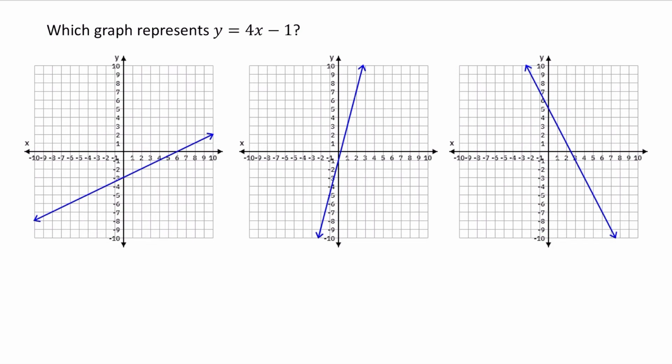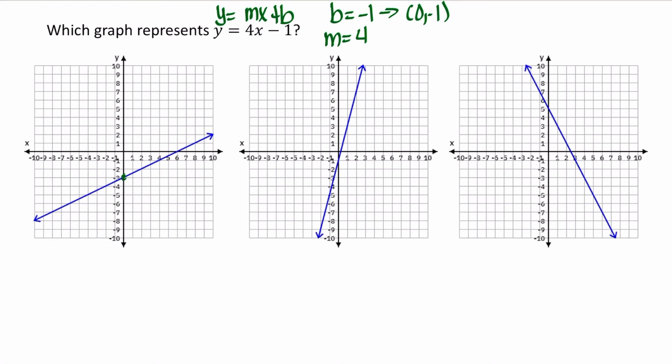Now let's figure out which graph represents y equals 4x minus 1. Once again, we have an equation in slope-intercept form. So from this, we can identify that b equals negative 1, and then m equals 4. So b equals negative 1 means I have a y-intercept at 0, negative 1. So let's first identify which graph has a y-intercept at negative 1.